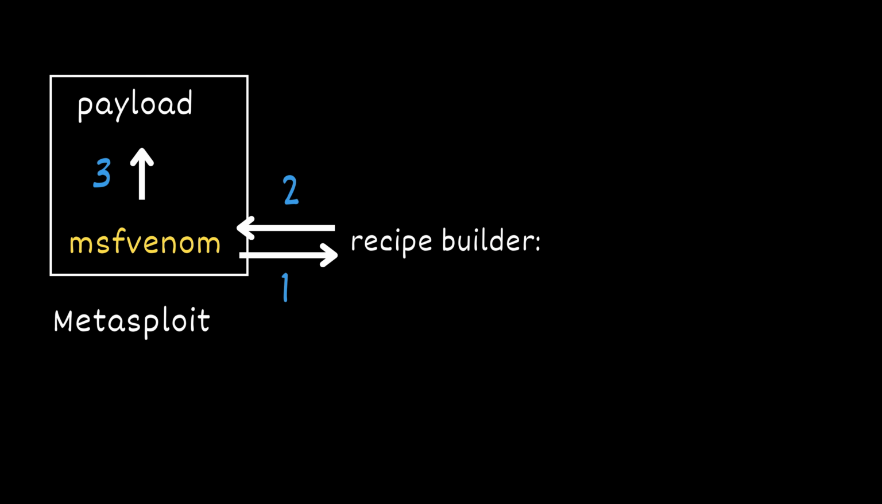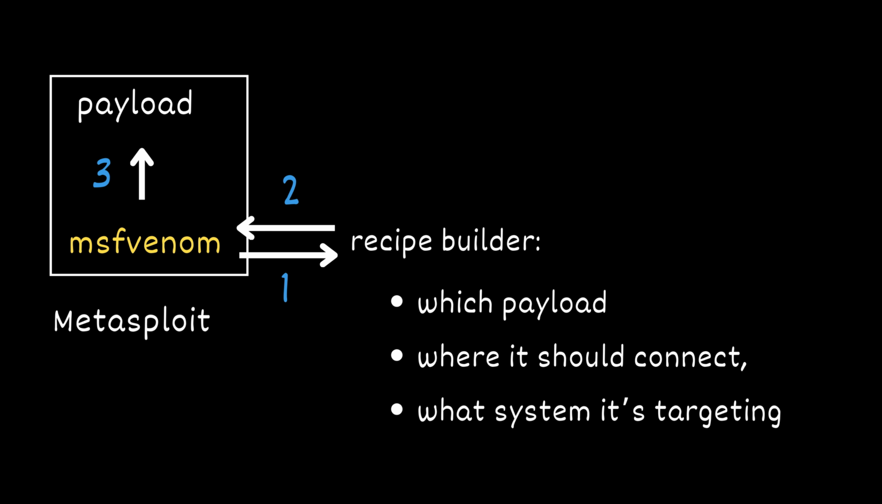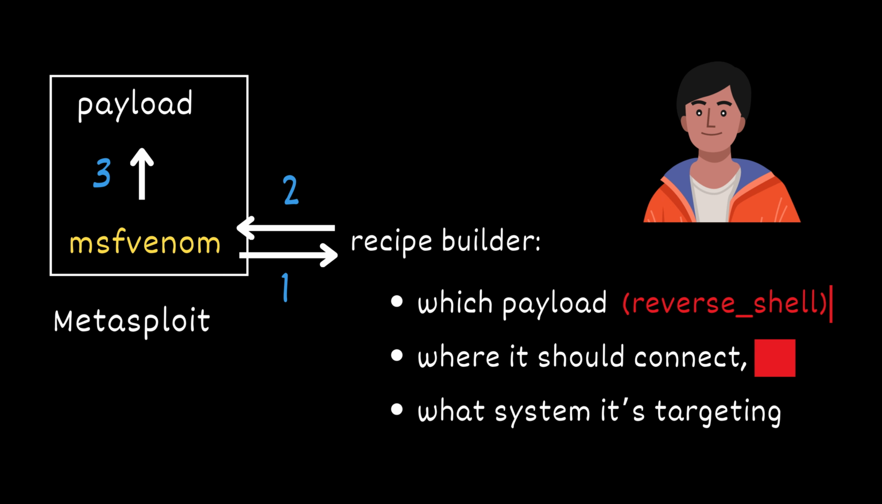You can think of MSFvenom like a recipe builder. You tell it what you want the app to do, where it should connect, and what system it's targeting, and it gives you a ready-to-use malicious app. For this attack, Kim uses it to build a reverse shell APK for Android, a fake app that secretly connects back to him once opened.